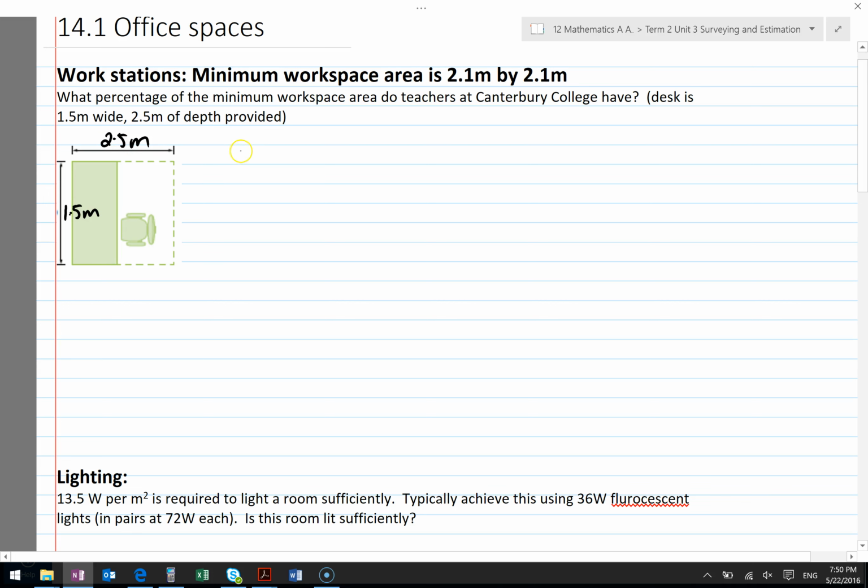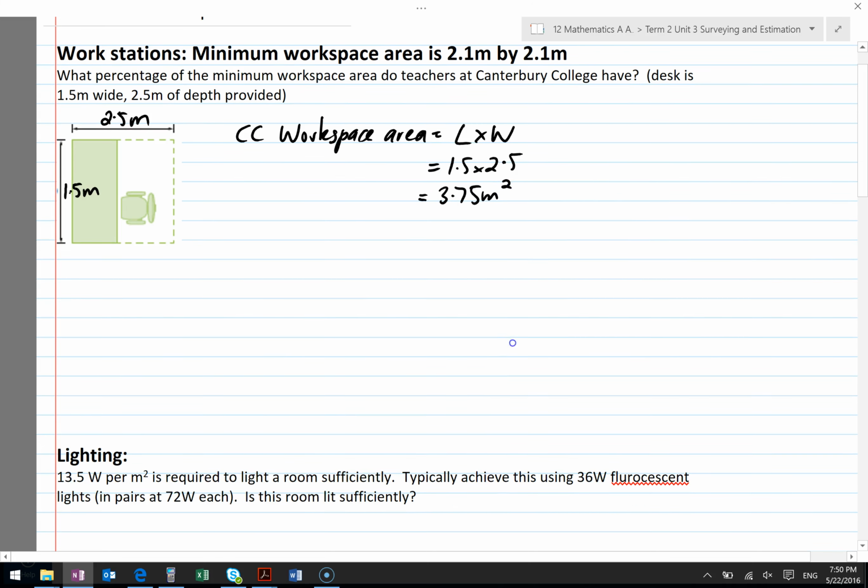Okay, so let's calculate the CC workspace area. It's just a rectangle, nothing too exciting. 1.5 by 2.5. Okay, we've got 3.75 meters squared as our area.